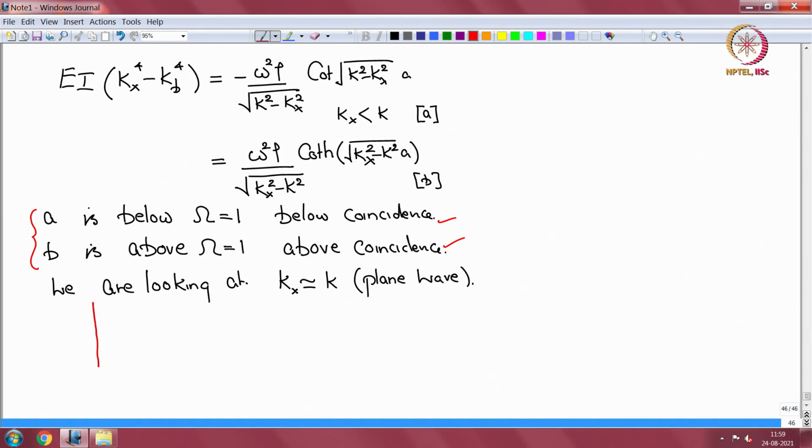Just to refresh, this is my acoustic plane wave, and this is my, let's say, flexure. My coupled plane wave looks like this. It's below here, this is coincidence, and it's above here. Let us explain that.